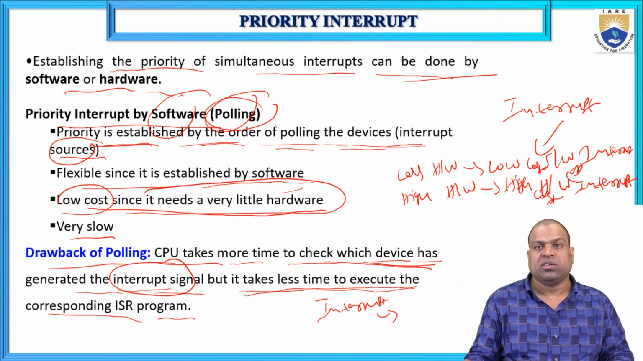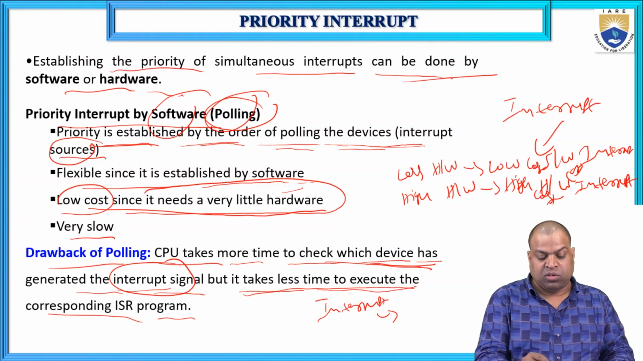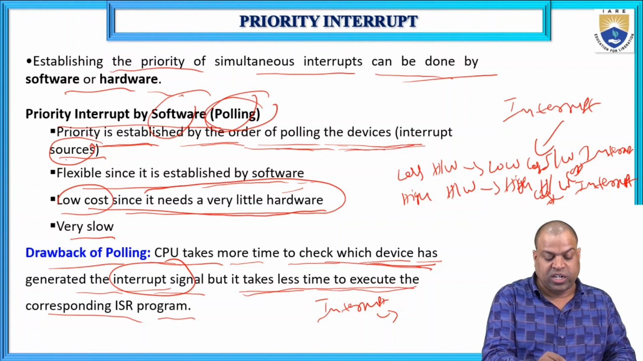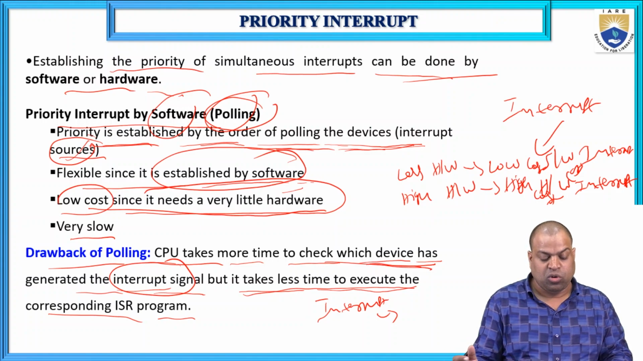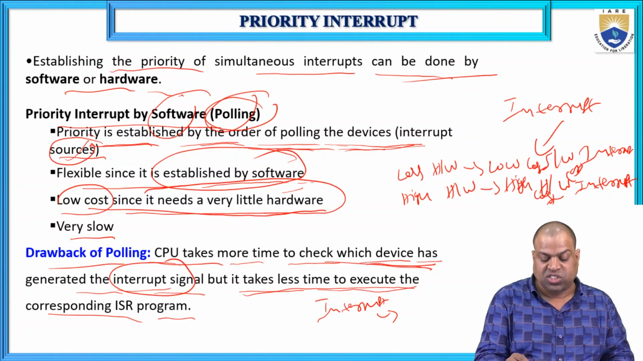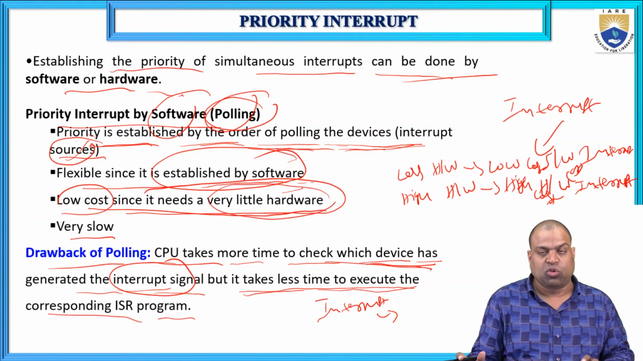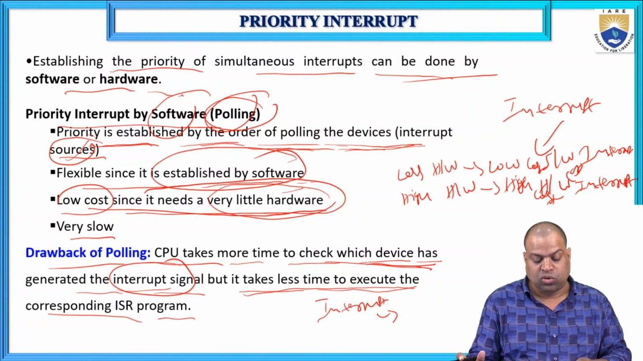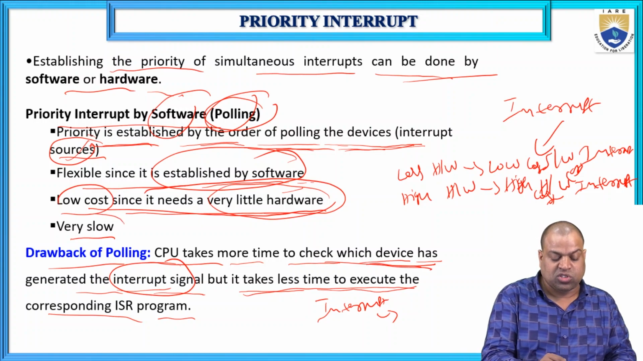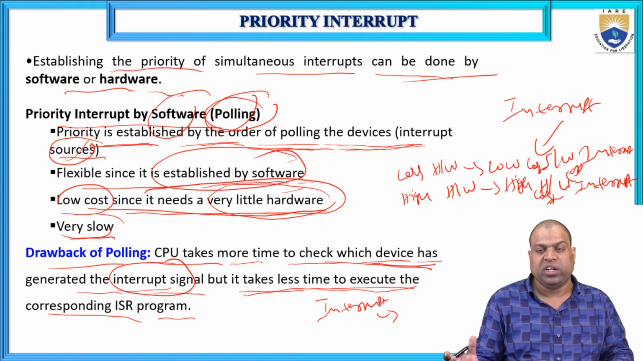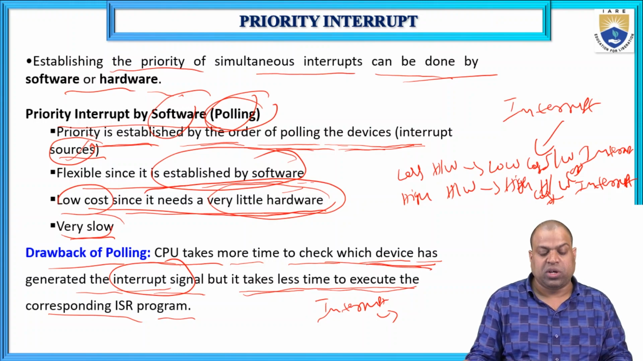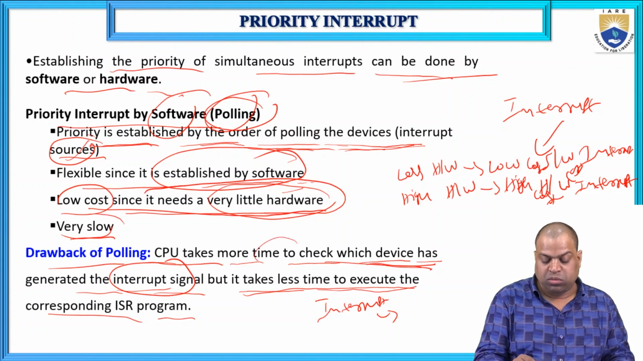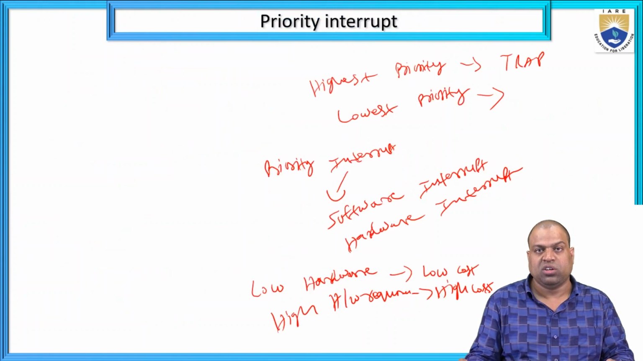So the priority interrupt by software is the polling. The priority is established by the order of polling the devices, that is, the interrupt sources. It is established by the software. So a software interrupt we are calling polling. It is low cost and needs very little hardware, but it is somewhat slow. Why? Because I'm using little hardware with low-cost software, so I'm getting a very slow response. So what are the drawbacks of polling? The CPU takes more time to check whether a device has to generate an interrupt signal. So that is a disadvantage when executing the program.